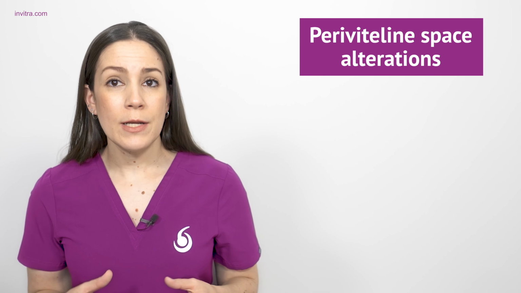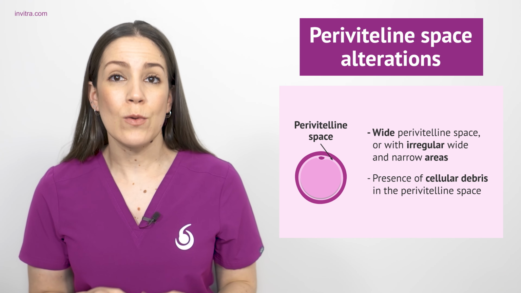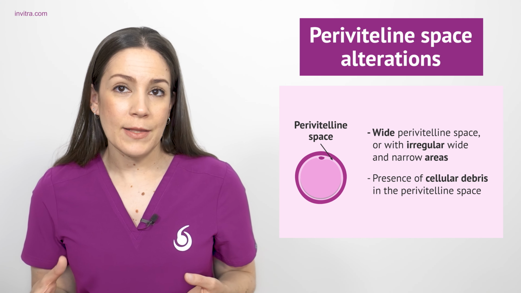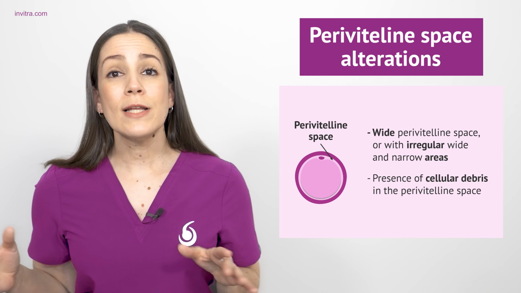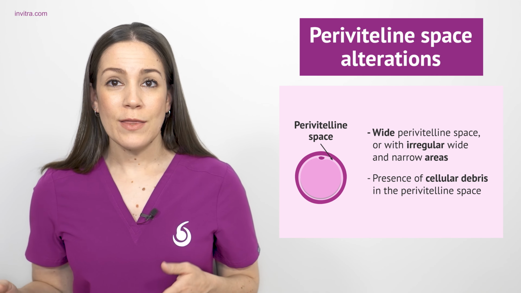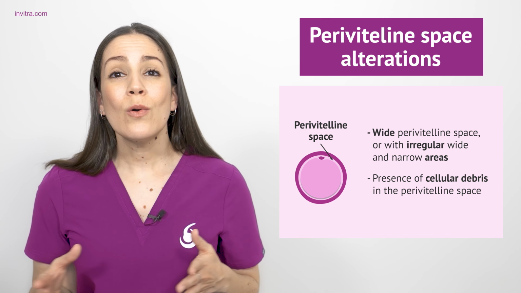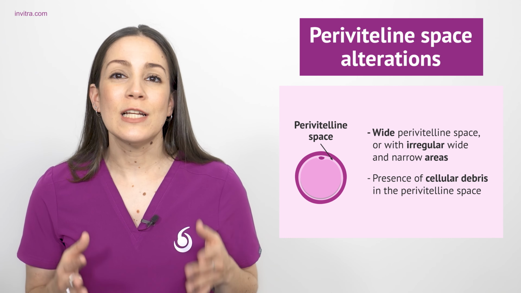Regarding the paravitelline space, it is the area found between the zona pellucida and the oocyte itself. This should barely be noticeable, only hinted at in the area where the polar body is located. Therefore, the alterations related to the paravitelline space are as follows. A wide paravitelline space, or with irregular areas which are both wide and narrow. Presence of debris in the paravitelline space.